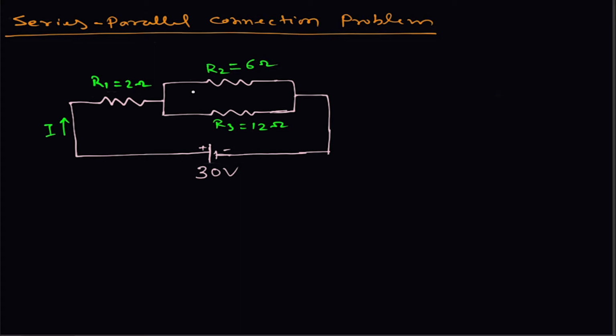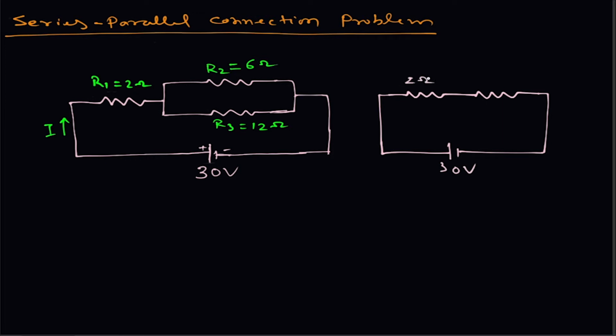Here the first thing is that you have to reduce this parallel combination to an equivalent resistance. Then that equivalent resistance will be in series with this. Let the equivalent of these two, R2 and R3, be RE. So our circuit will reduce to this equivalent form. This is 30 volt and this is 2 ohm. This resistance is RE, the equivalent of R2 and R3.